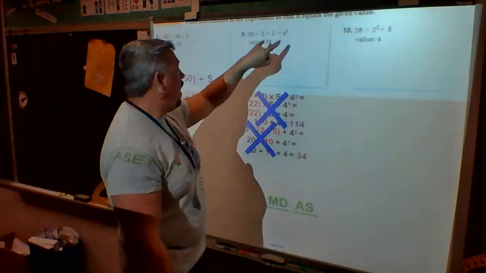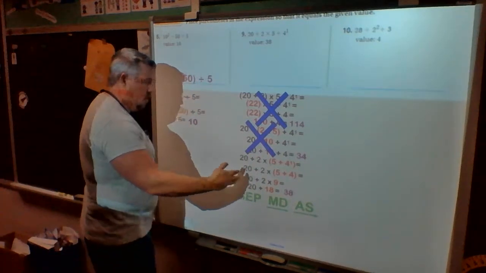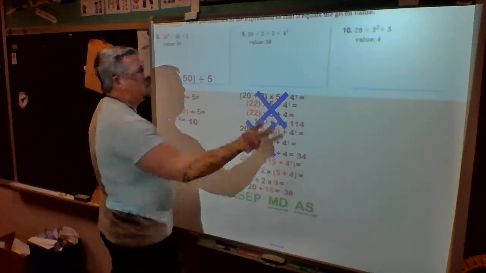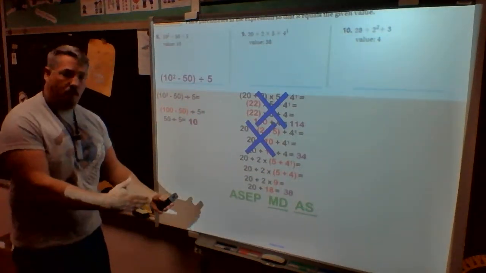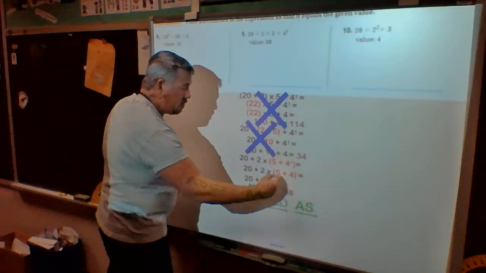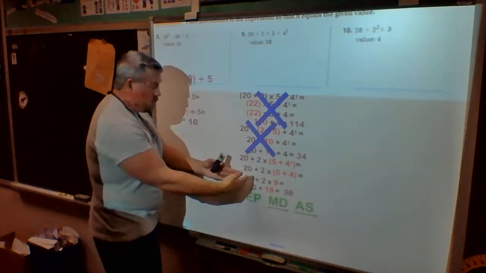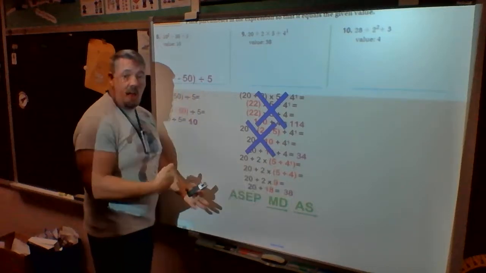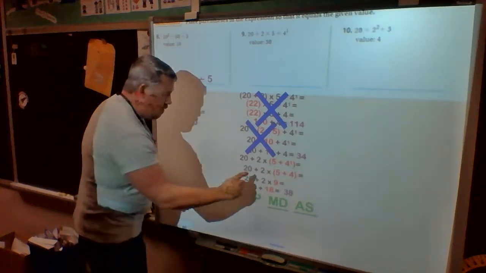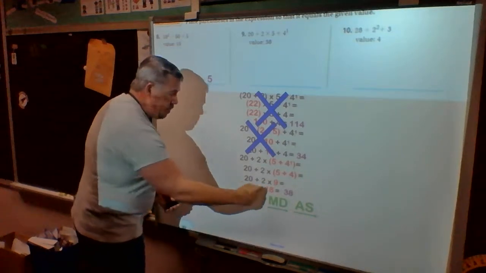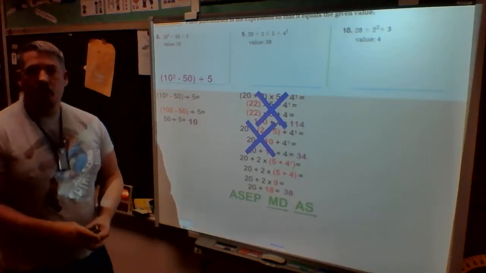So I move it to the last two. 20 plus 2 times, now in parentheses, I'm doing 5 plus 4 to the first power. I go to my parentheses. 4 to the first power is 4. 5 plus 4 is 9. So now I have 20 plus 2 times the 9 that was in parentheses. I have to do multiplication first. 2 times 9 is 18. 20 plus 18 is 38. That's in the right place.